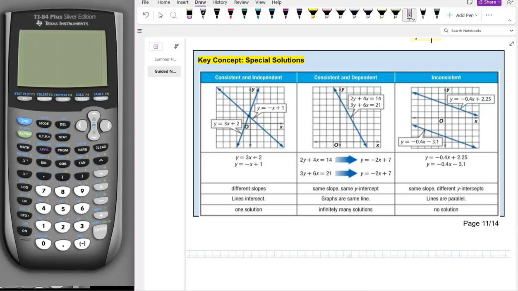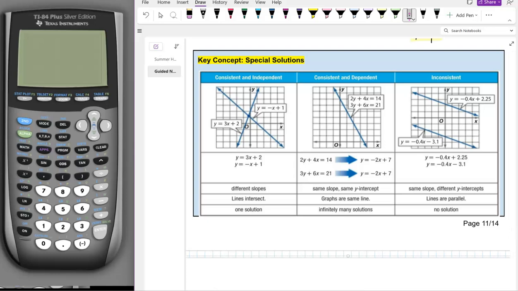However, sometimes, like if you have the same slope, same y-intercept for the two lines, they're the exact same equation in slope-intercept form, they have the exact same graph on the line, there are infinitely many solutions to this system of equations.